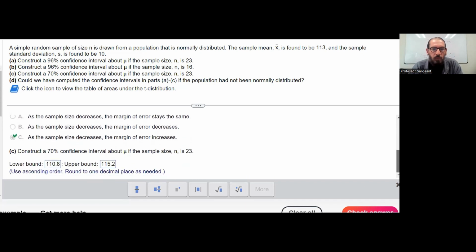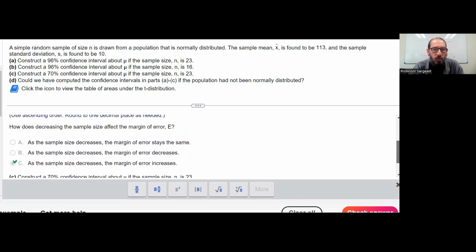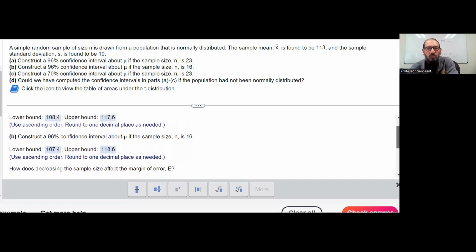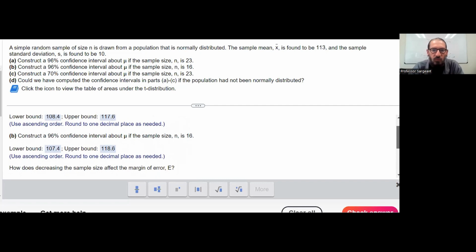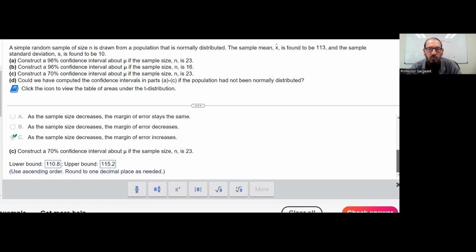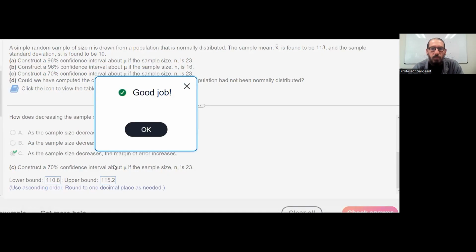But that's not good. By the way, how I can show that. So 110.8, that's further in, further to the right than 108.4. And then that 117.6 for the upper bound in part A, when we had that same sample size of 23. Our upper bound is going to be further in, in other words, left of that, 117.6 versus 115.2. And again, this is not the goal of statisticians. We don't want low confidence levels. We want high confidence levels.